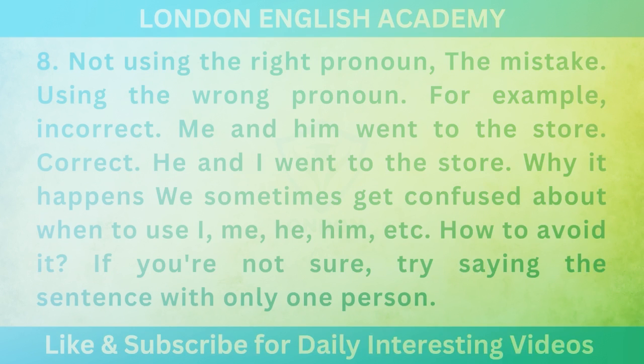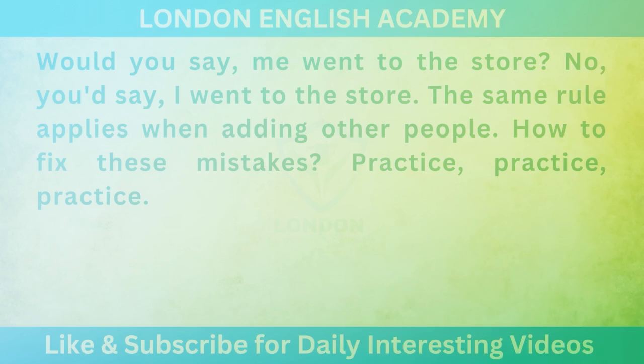8. Not using the right pronoun. The mistake. Using the wrong pronoun. For example, incorrect. Me and him went to the store. Correct. He and I went to the store. Why it happens. We sometimes get confused about when to use I, me, he, him, etc. How to avoid it. If you're not sure, try saying the sentence with only one person. Would you say, me went to the store? No, you'd say, I went to the store. The same rule applies when adding other people.